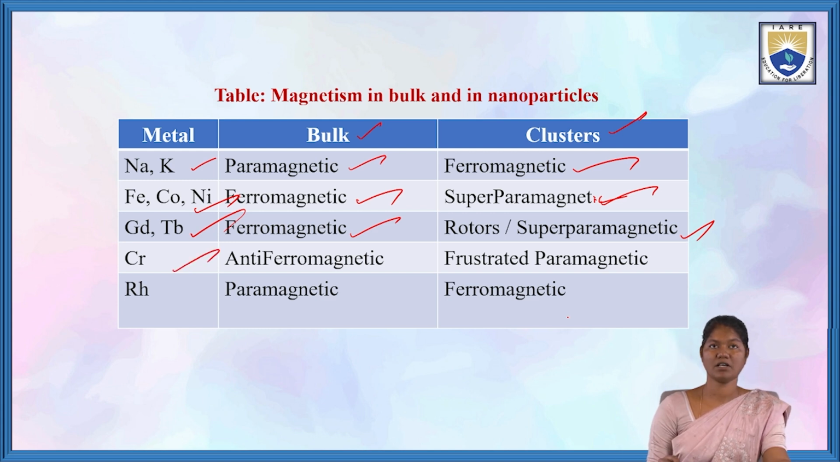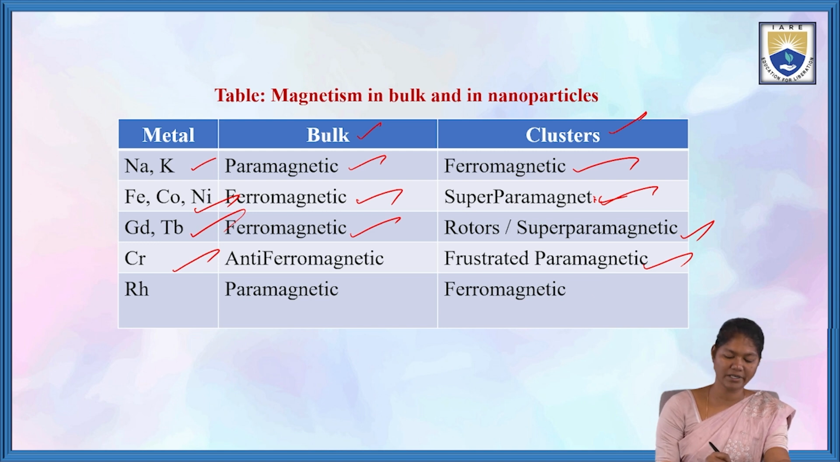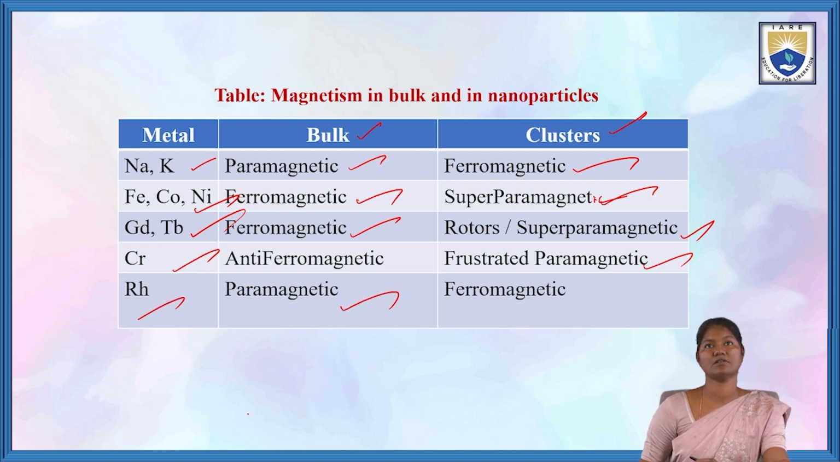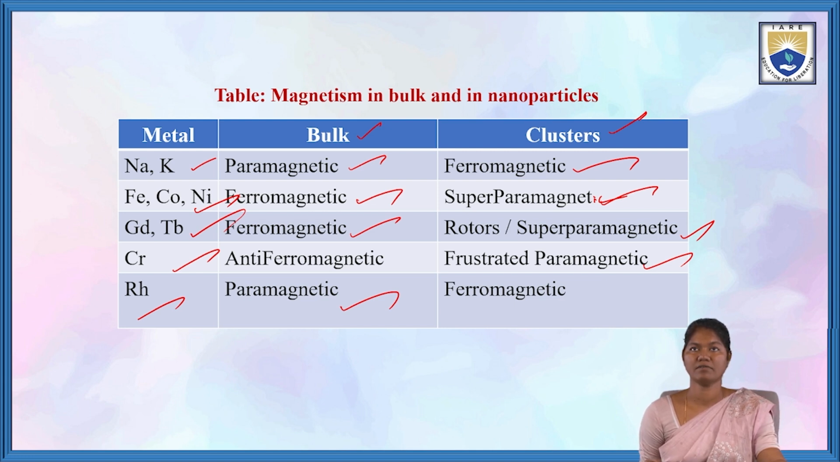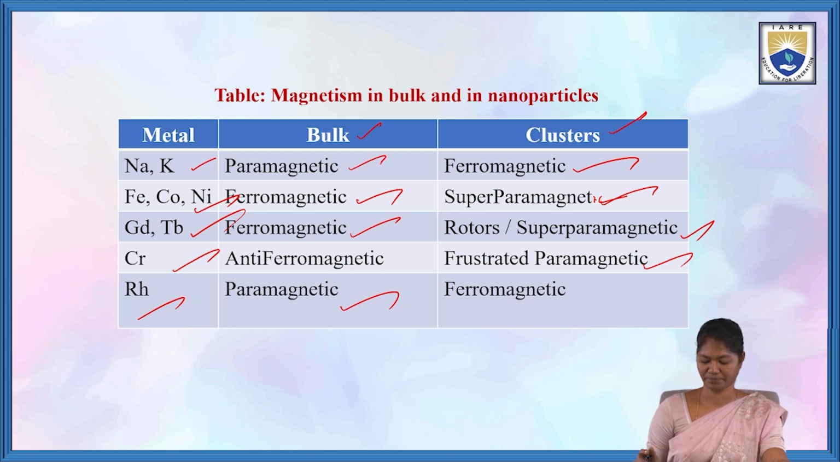In chromium, it shows antiferromagnetic in bulk size, and in clusters, frustrated paramagnetic. Here, rhodium shows paramagnetism, while in the clusters, it shows ferromagnetism. So this much of change can be seen when it is reduced to nano size, related to magnetism.